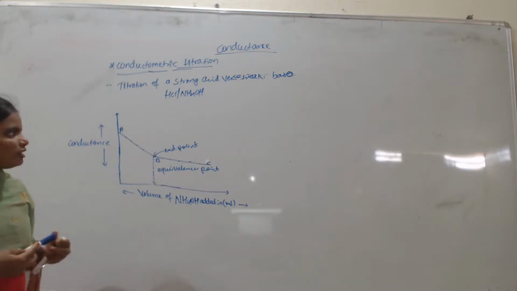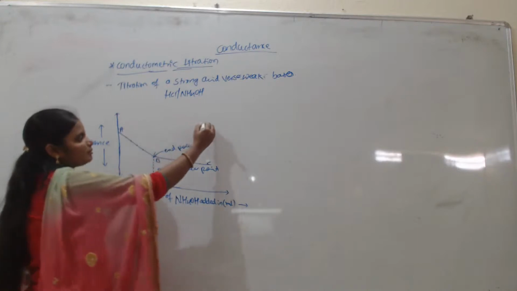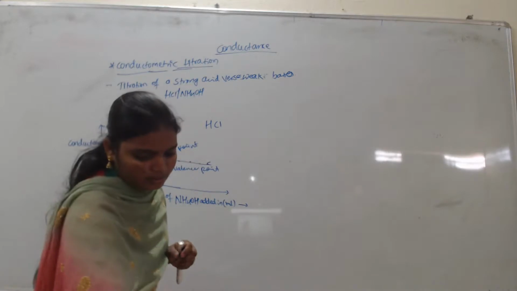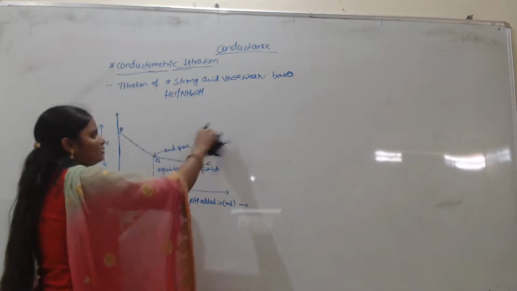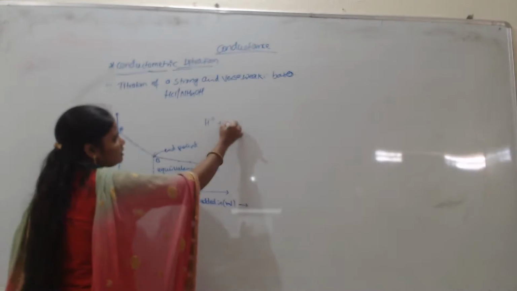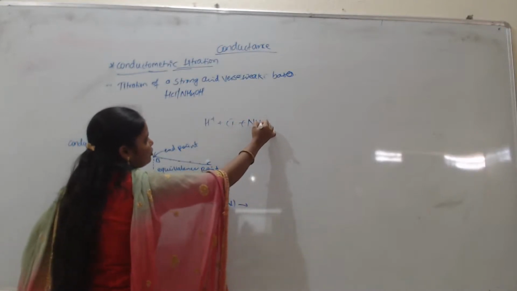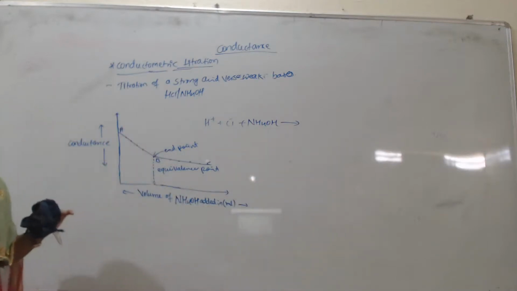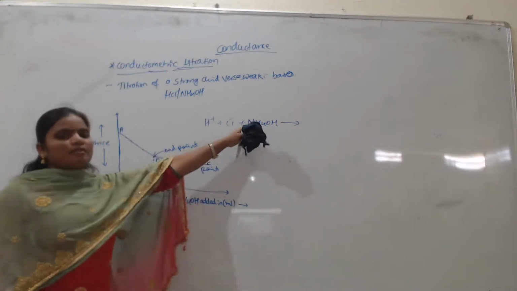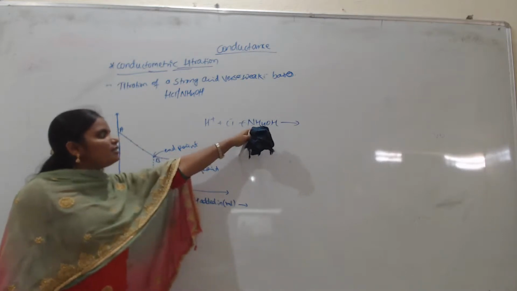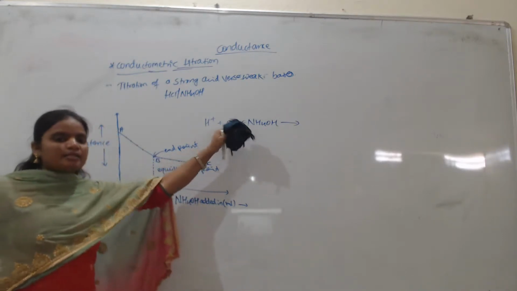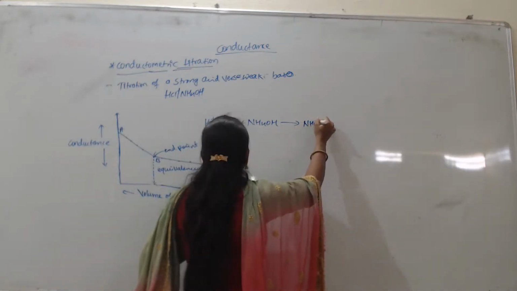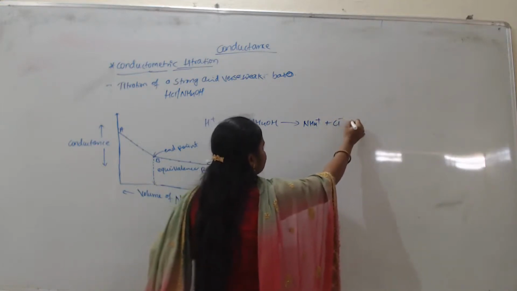I will write the reaction here: HCl, that is H plus Cl minus, plus NH4OH gives NH4Cl plus H2O. The NH4 plus are slow moving ions, and Cl minus, plus H2O.